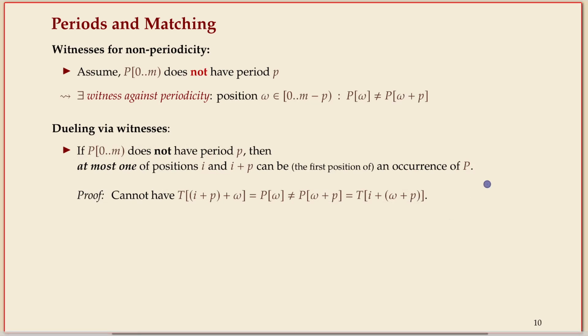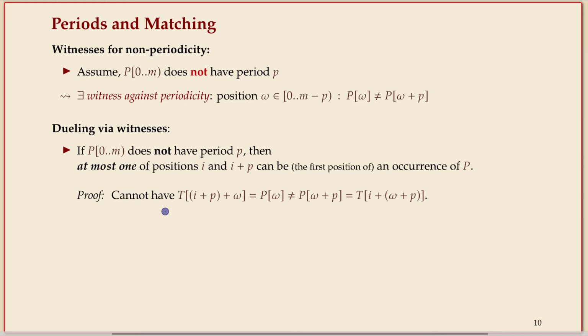because it allows you to exclude guesses. And here's how. If you have a pattern that does not have a certain period p, then whenever you have two positions in the text that are p apart, only one of them can be a match. Maybe none of them is a match, but they cannot both be a match, simply because that would mean a contradiction according to the witness.